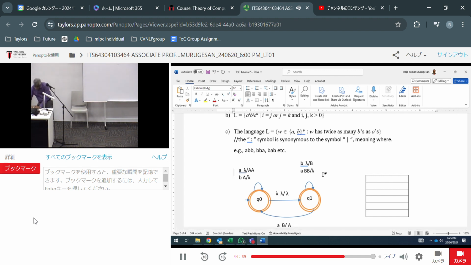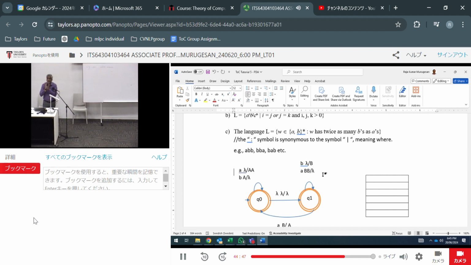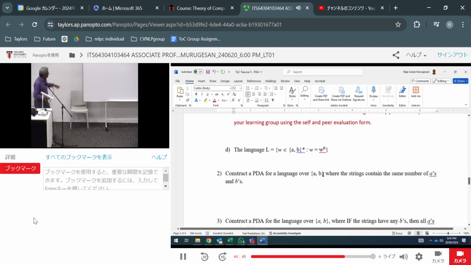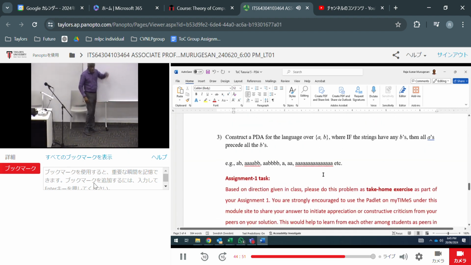Here in this question, interestingly, there is no counting. But we need to ensure something. What is that we need to ensure? We need to ensure that the machine processes the A's first, and then processes the B's, that's all.